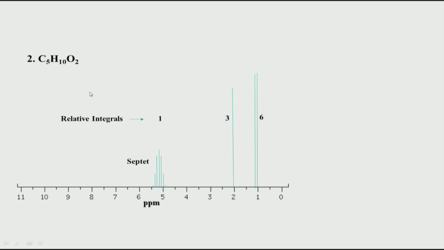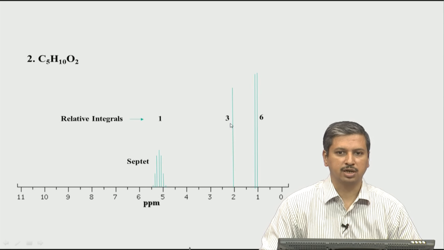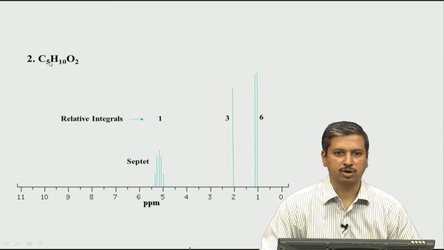In this case we can again see there are 10 hydrogens. If you look at the integral, 6 plus 3 is 9, 9 plus 1 is 10. So, 10 hydrogens match with this particular formula. Now, let us analyze the chemical shifts. You see there is a septet here, 7 peaks.